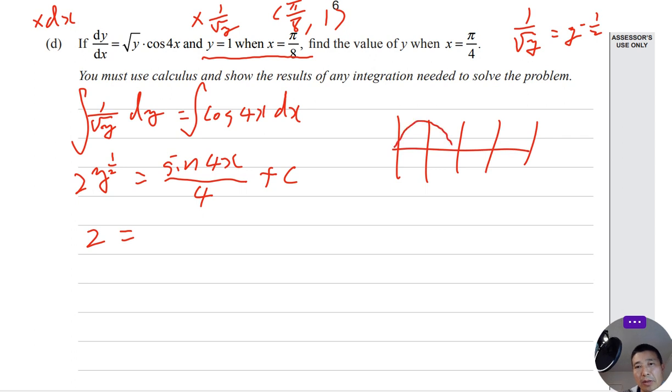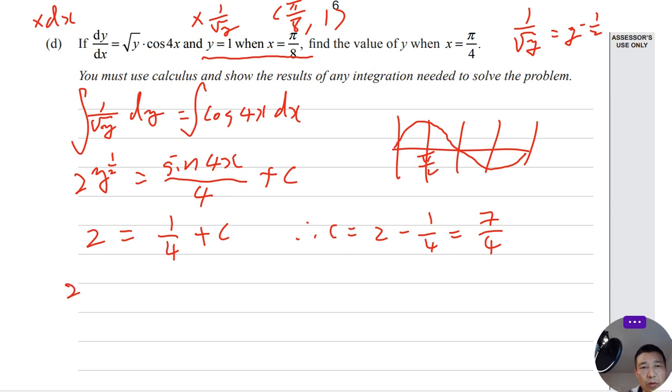Sine goes like this, so sine of pi over 2 is 1. So that part becomes 1, so a quarter plus c. Hence c equals 2 minus a quarter. So 8 minus 1 is 7 quarters, isn't it? So I'm going to change it to 2 square root of y equals sine 4x over 4 plus 7 over 4.